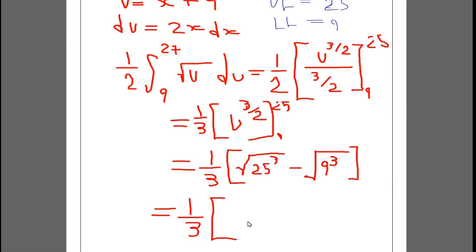Now plug those in. We get 98. And now 1 over 3 times 98 is 98 over 3. And so this is how we do integration by substitution. Integration by substitution leads to integration by recognition. Easy.